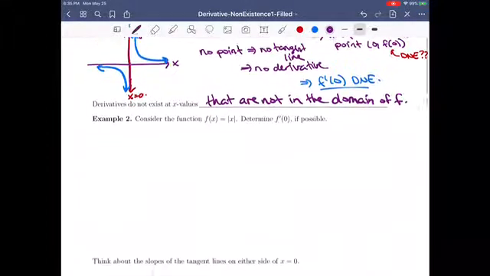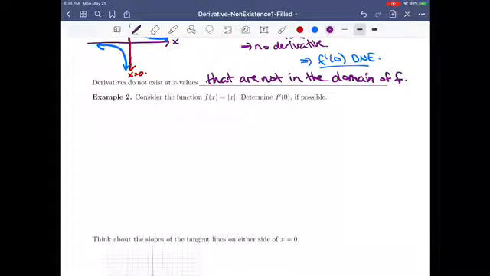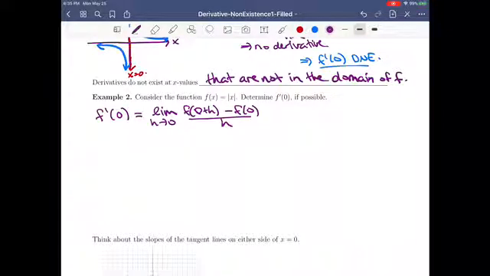Now let's consider the function f of x is absolute value of x. Again, we're going to think about f prime of 0. Here 0 is in the domain, so that's a good start. So let's try and compute the derivative. f prime of 0, remember, is the limit as h goes to 0 of f of 0 plus h minus f of 0 all over h. For this function, that is absolute value of 0 plus h minus absolute value of 0, all over h.